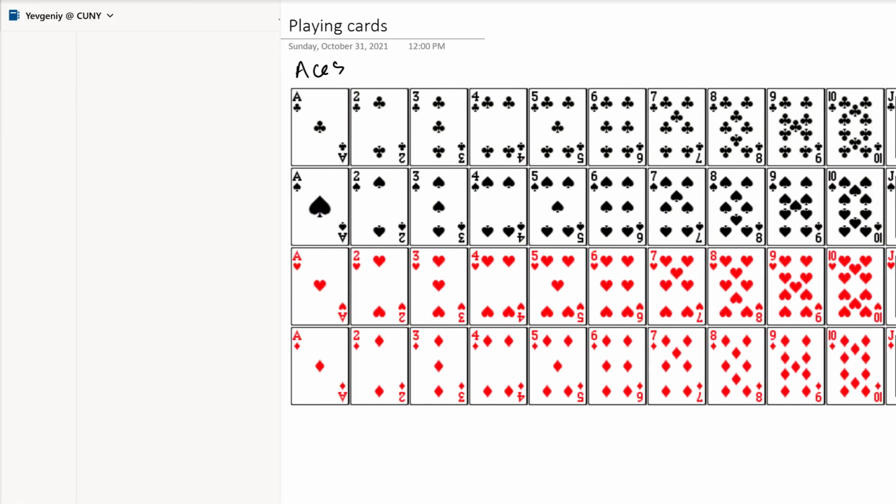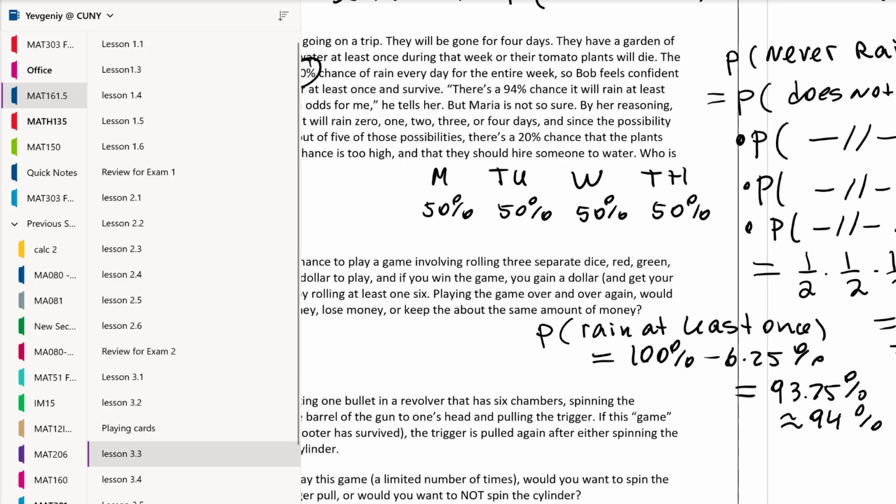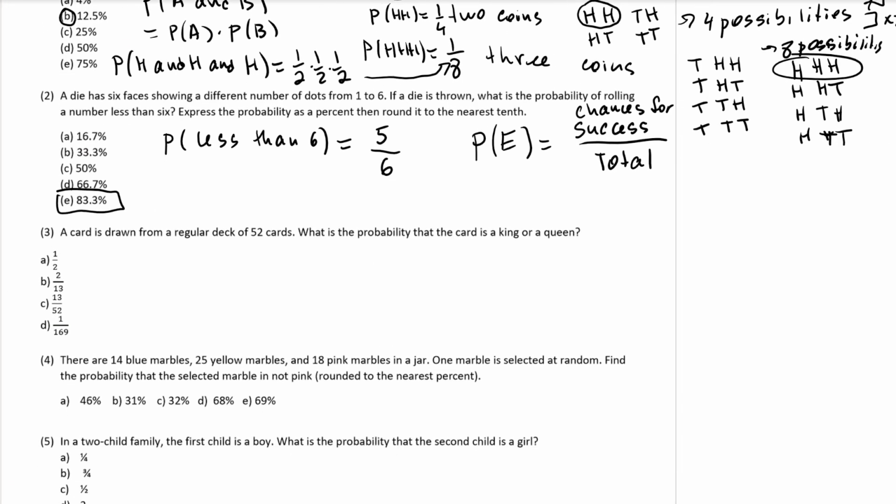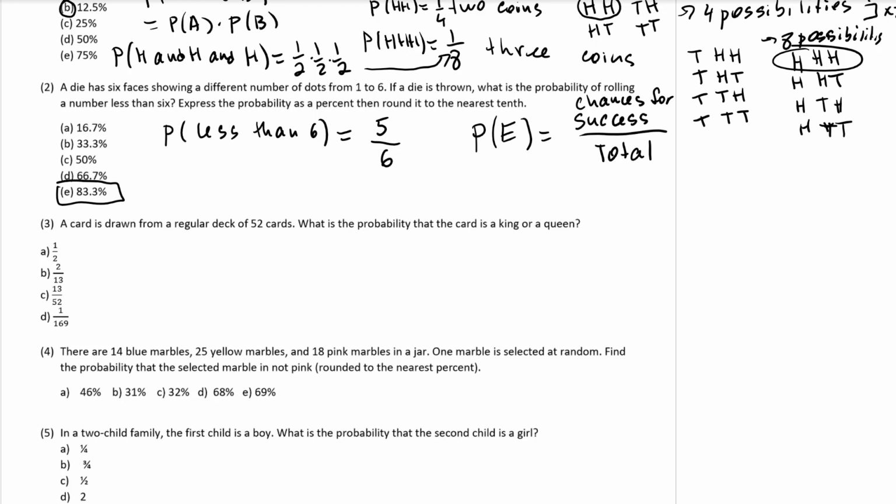Alrighty, so now let's see a couple of questions that deal with playing cards. Let's do question number 3. A card is drawn from a regular deck of 52 cards. What is the probability that the card is a king or queen? It's an OR event. When you do an OR event, it's an addition rule. So you're simply counting successes. The probability of a king or queen is the probability of a king plus the probability that you have a queen.